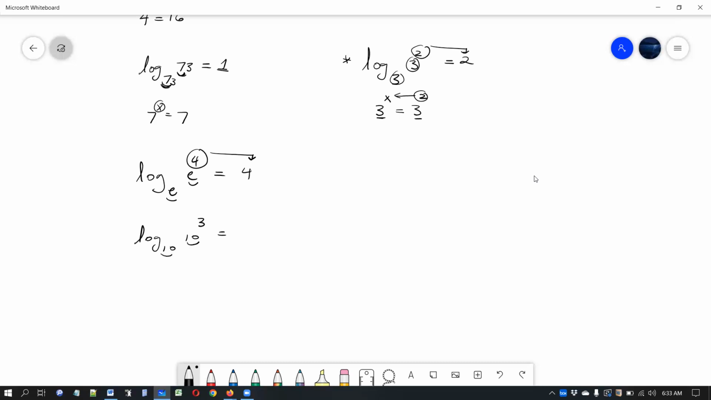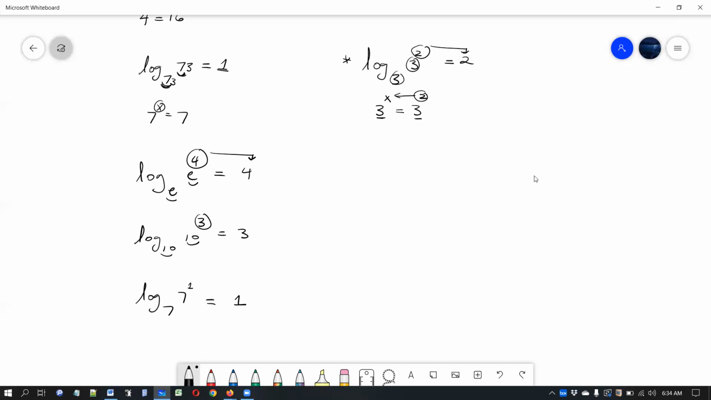These two numbers are the same, so my answer is the exponent. This is like a property. And obviously, the one that I had before, log 7. Now, you don't see anything on top of the 7, but there's an invisible 1, and that's why the answer is 1.